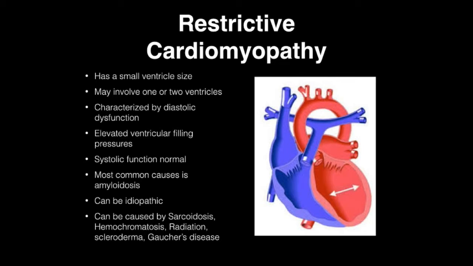The thing that I would keep in the back of your mind for the exam is amyloidosis is the leading cause. Again, with any of these, when we're looking at the causes, I would not necessarily try to remember, in terms of the exam, the whole entire laundry list and be able to list them out. I'd be able to recognize them. The other causes: it can be idiopathic, or caused by sarcoidosis, hemochromatosis, radiation, scleroderma, and Gaucher's disease.